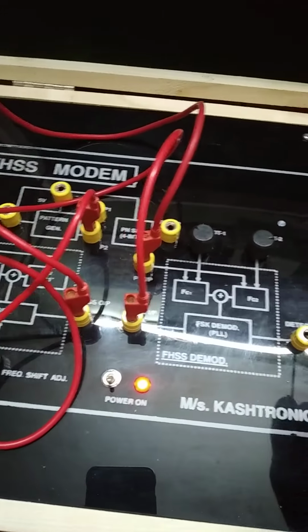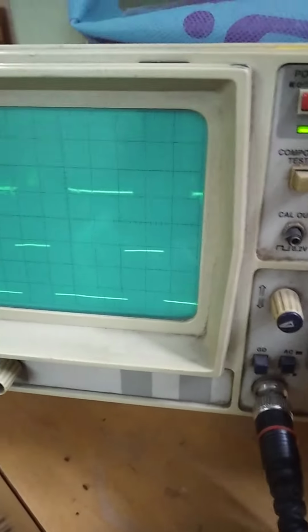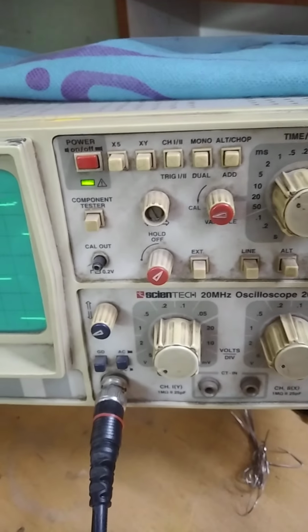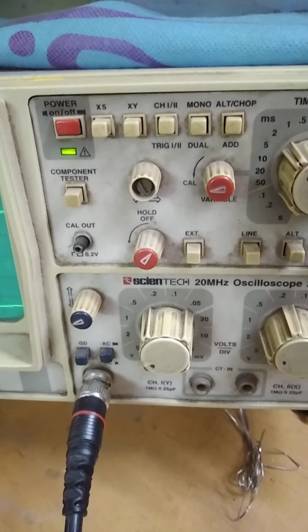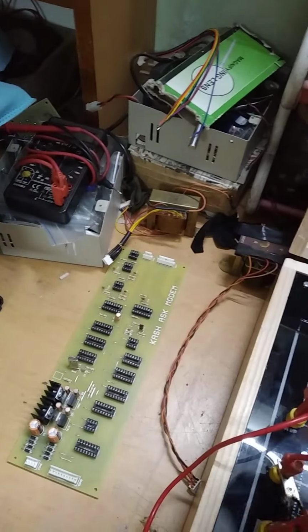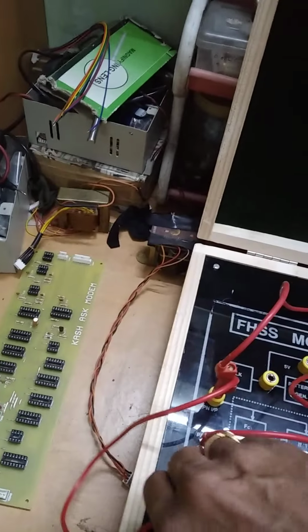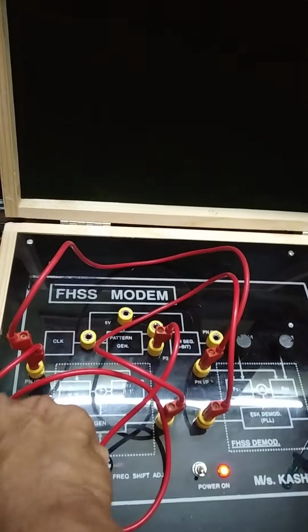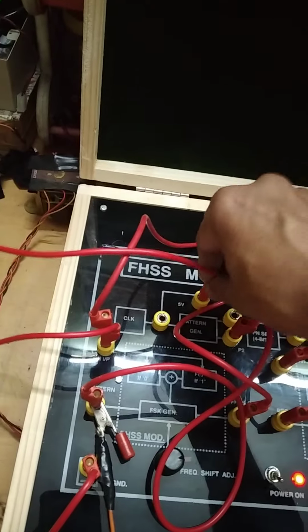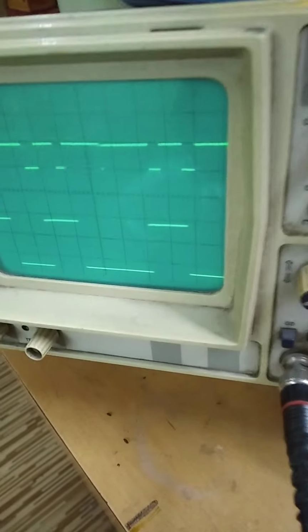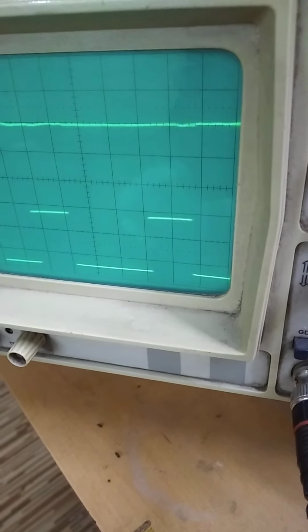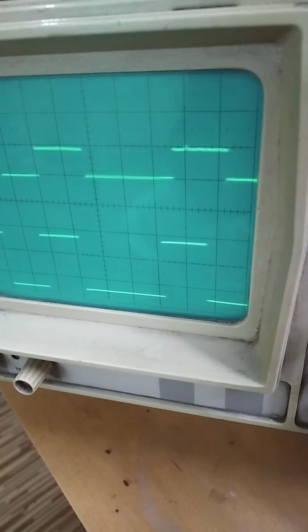Now we can observe the detected output here. As the output is not coming properly, adjust pot 1 to get proper output. Now don't touch pot 1 and connect the PN input to 5 volt. And adjust the output using pot 2. We are receiving the output.